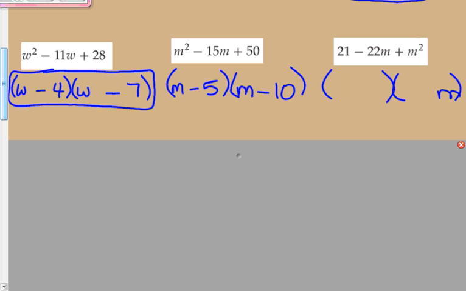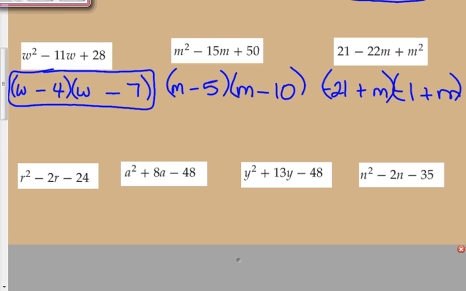Let's do it again. This time the variable's at the end, and we know that it's going to be a positive variable. So both our variables will be positive, but our numbers will both have to be negative. So we can put a negative in here right away. All right, two numbers that multiply to get 21, but add to be a negative 22. That'd be 21 and 1. So it's a negative 21 plus m and a negative 1 plus m. Okay, let's go do another example.